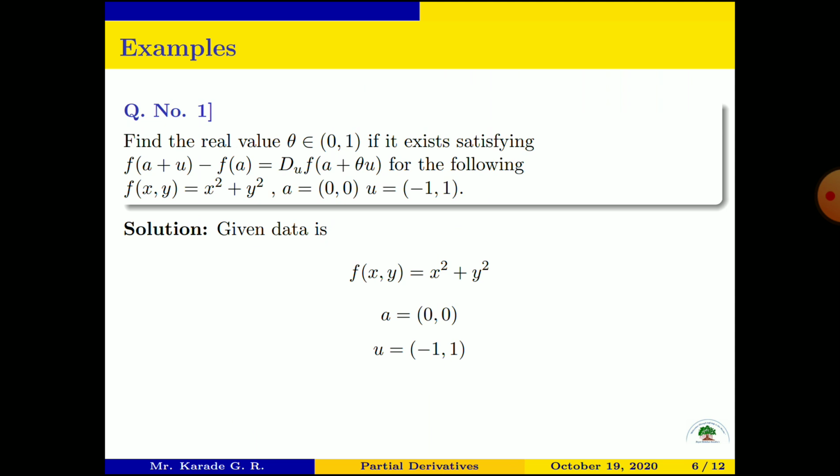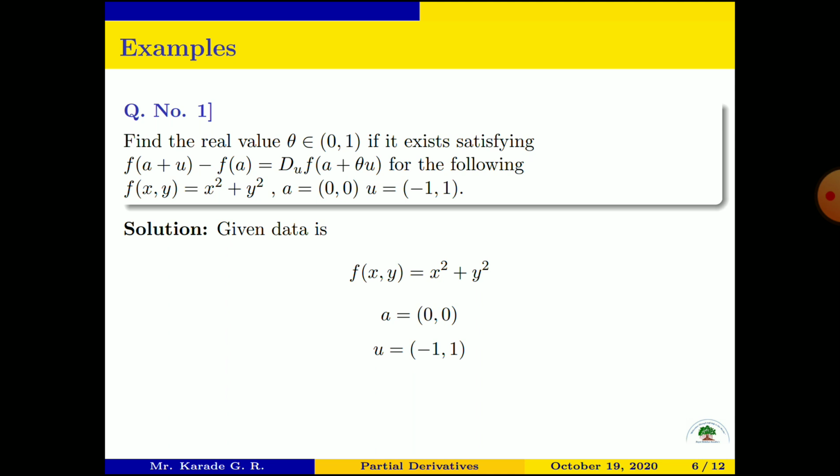Okay, let us take one example now. Example question number 1. Find the real value theta in 0, 1, if it exists, satisfying the condition f of a plus u minus f of a is equal to du f of a plus theta u, for the following function. F of x comma y is equal to x square plus y square. Point a is given, a is equal to 0, 0, and vector u is given as minus 1, 1.